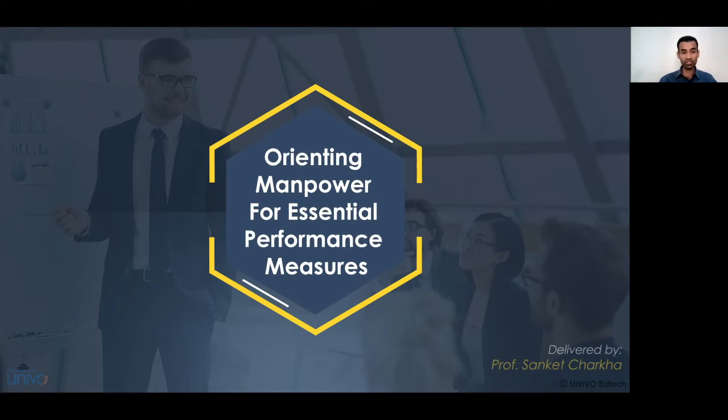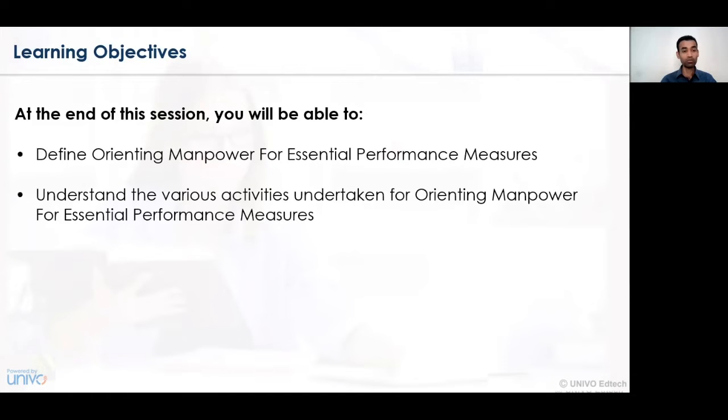In this particular session, we'll be dealing with the concept of orienting manpower for essential performance measures. The learning objectives: at the end of this session, the learner will be able to understand what we mean by manpower for essential performance measures and what the various activities are that have been undertaken for orienting the manpower for essential performance.